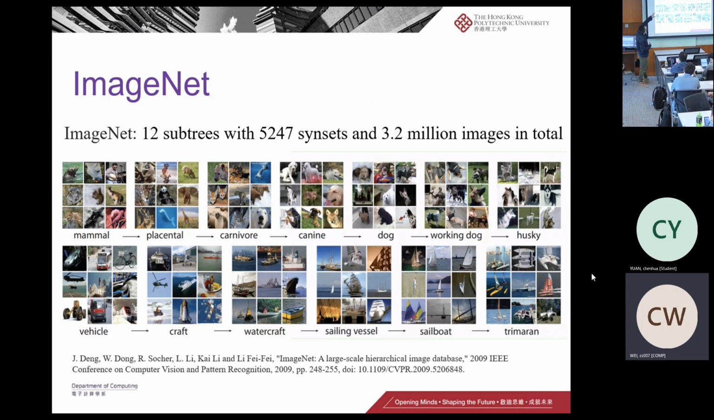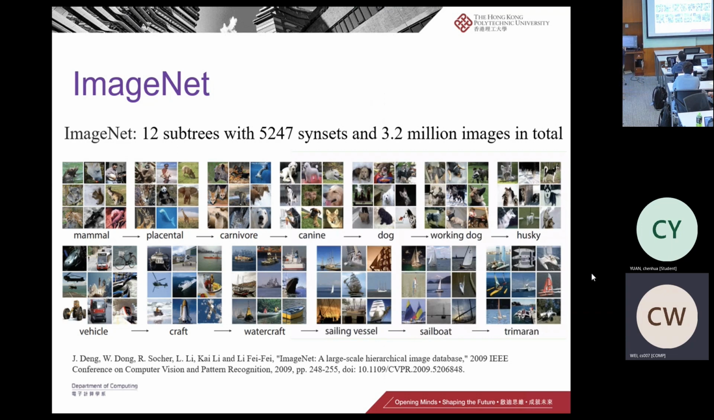And here are 3.2 million images in total. And compared to what we use in the tutorial, which is at least less than 100, right? So it's a quite different scale. And also you could see for each class, you could have different types of examples, like for vehicle, you got different types of vehicles. Like for craft, you got different types of craft as well.